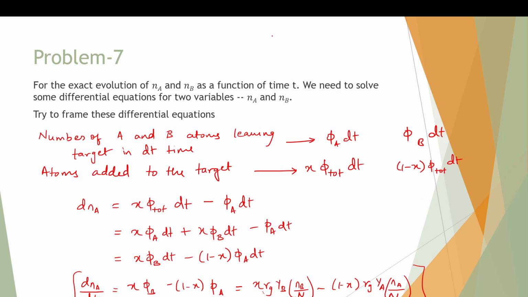Similarly, we can also get dNb by dt. You can try it out. Basically the same procedure will follow. The atoms added will be 1 minus x phi total dt, minus phi b dt. If we rearrange that and substitute for phi total, we will get 1 minus x phi a dt minus x phi b dt. So this is nothing but the same thing, just the negative of this. So dNb by dt is nothing but, this dt is not there because I have already brought the dt down. Just a minute.